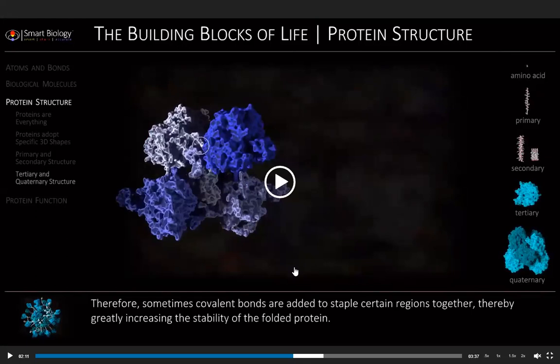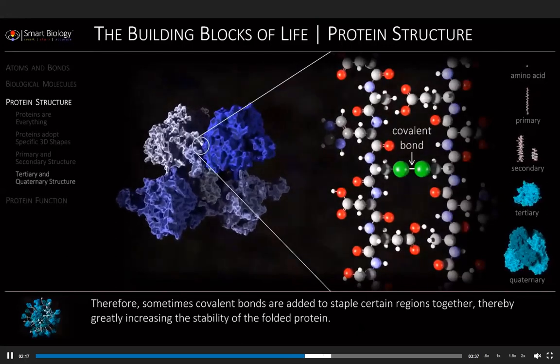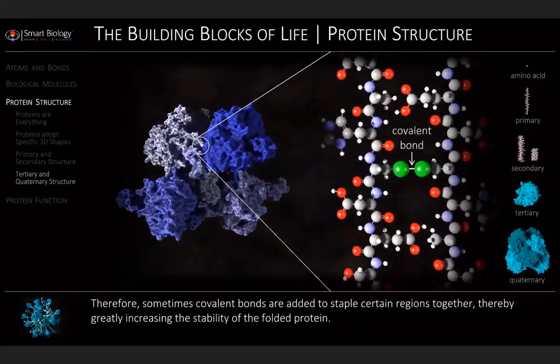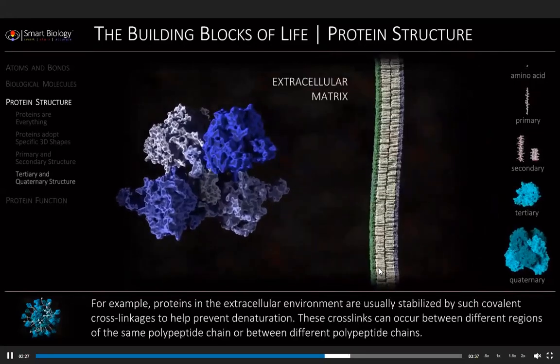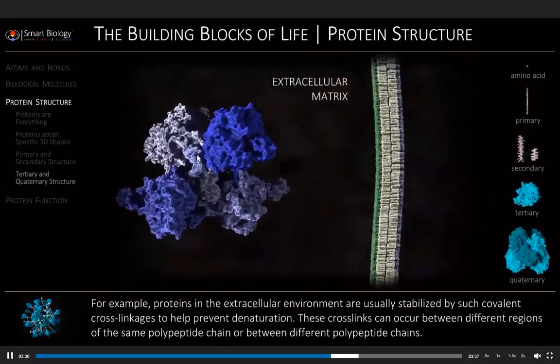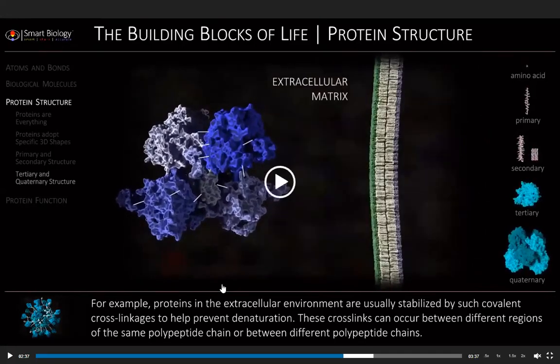Covalent bonds give stability to the structure. So let's have a look at the disulfide bridge now. Sometimes covalent bonds are added to staple certain regions together. This brings them very close together and gives a lot of structural support. Proteins in the extracellular environment, in the extracellular matrix, are usually stabilized by such covalent cross-linkages. So here we have covalent interactions, which are most likely formed by disulfide bridges.